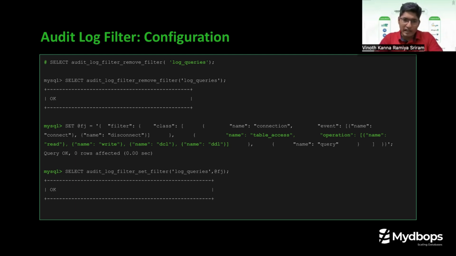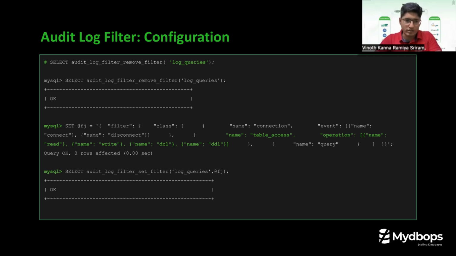It is in a class, subclass model. Here, first I have used the class connection, which can record connect and disconnect of user accounts. Second, I have used the table access class, where we can record read, write, and DCL operations, various operations that are related to a table. And the last class we have used is the query class, which prints the query text.